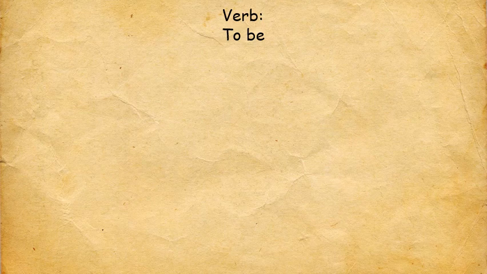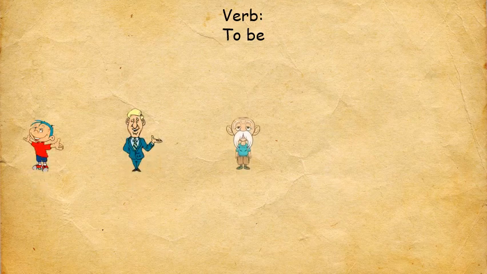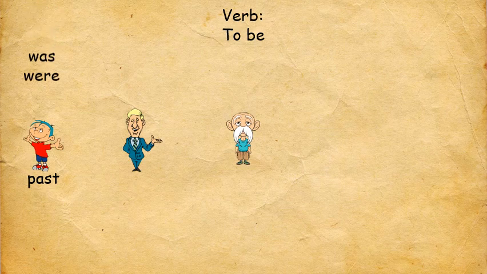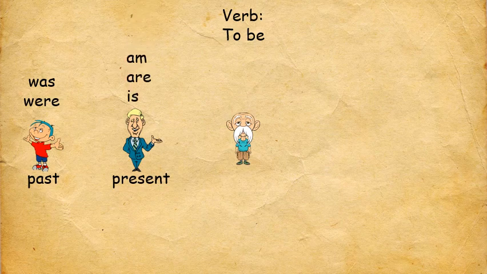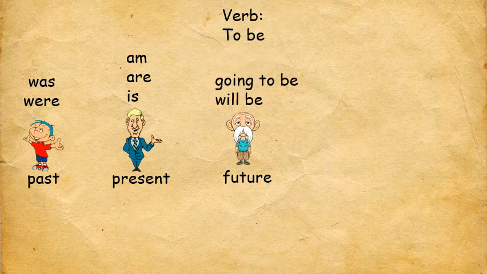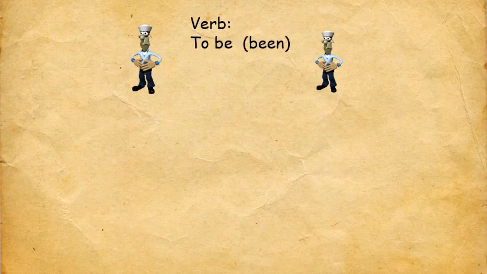Verb to be. Past, was or were. Present, am, are, is. Future, going to be and will be. The past participle is been. The verb to be.